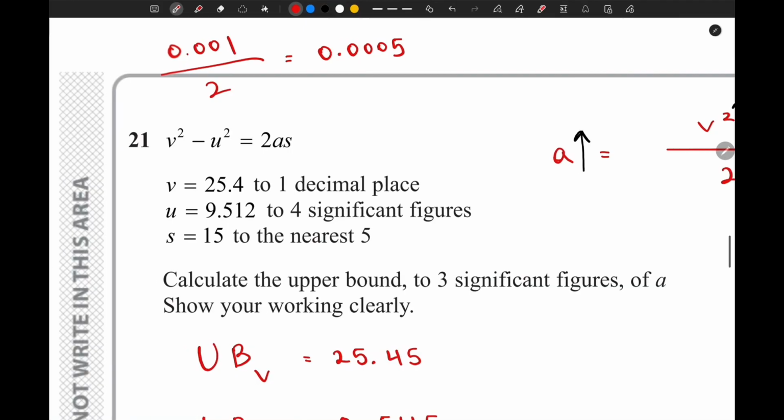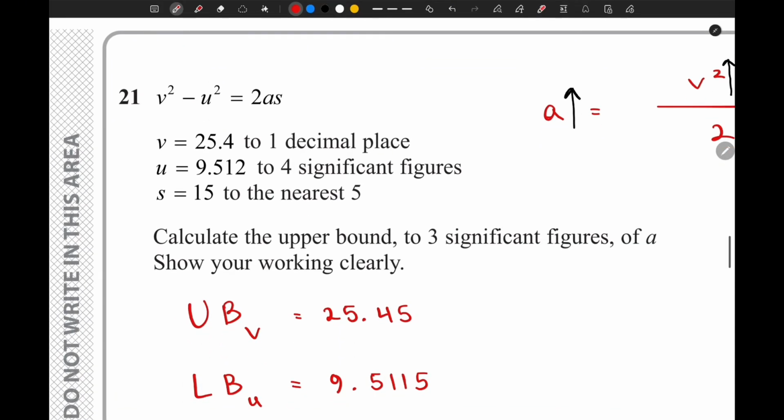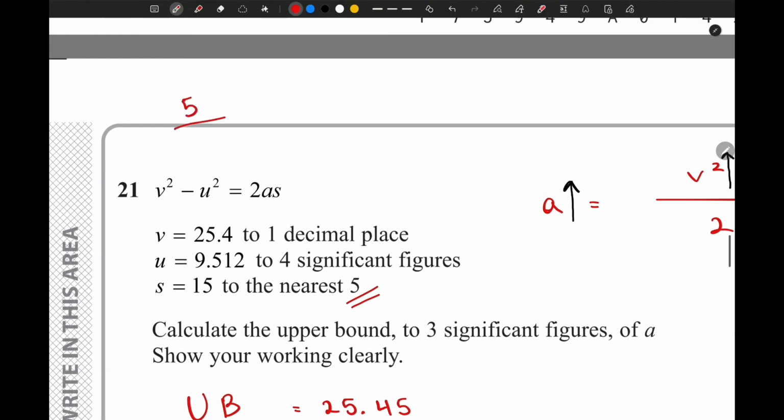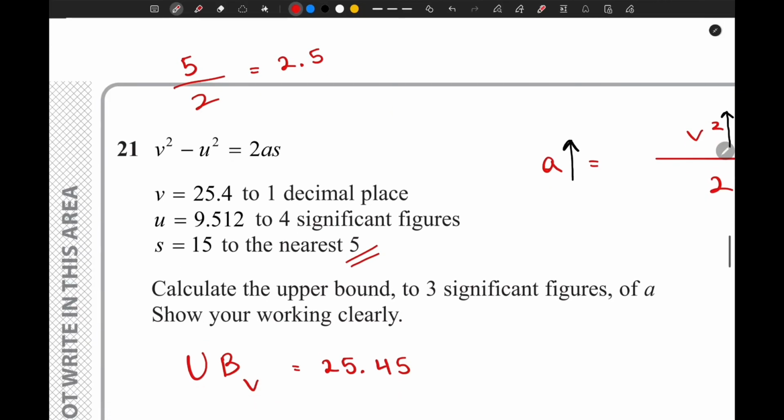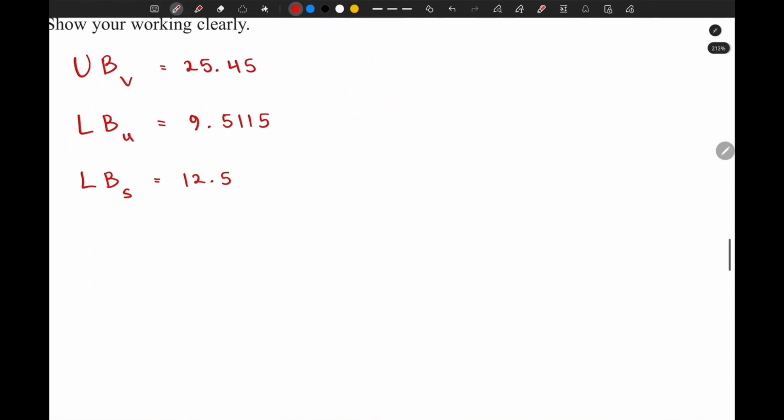Now let's calculate the lower bound of S. Now S is equal to 15 corrected to the nearest 5. So the degree of accuracy has been given already. So we just need to divide it by 2 to get 2.5. Now we need to subtract 2.5 from 15 to get the lower bound. So the lower bound of S is 12.5.